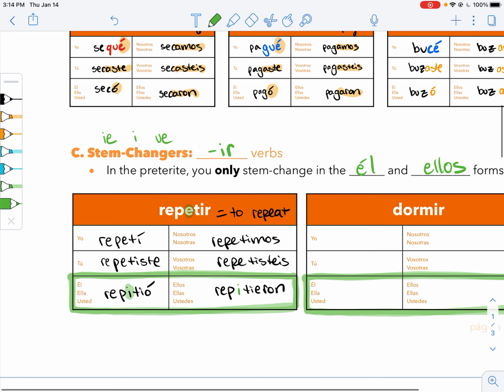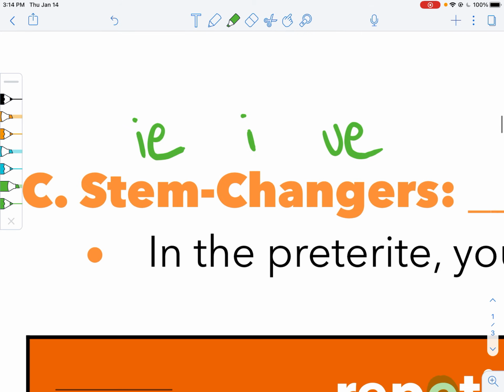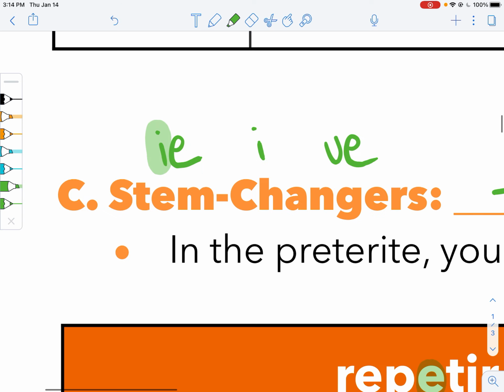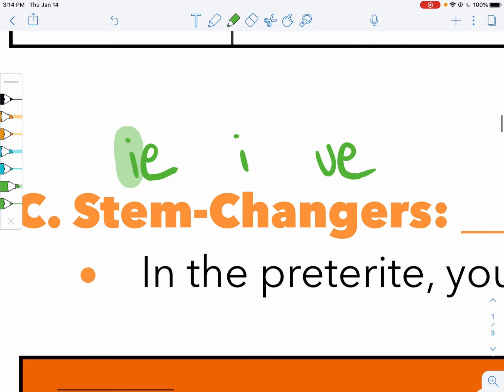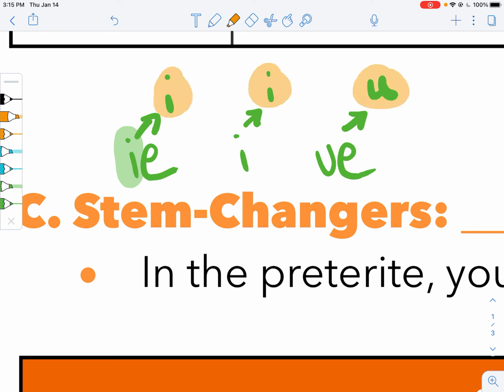Also, IE stem changers in the preterite do not exist. If they're normally IE stem changers, you just change them to an I. So that's exciting. Same thing. So E-Is change in the preterite to I. I's change to I. And UE stem changers in the preterite only change to U. So you should keep that in mind.